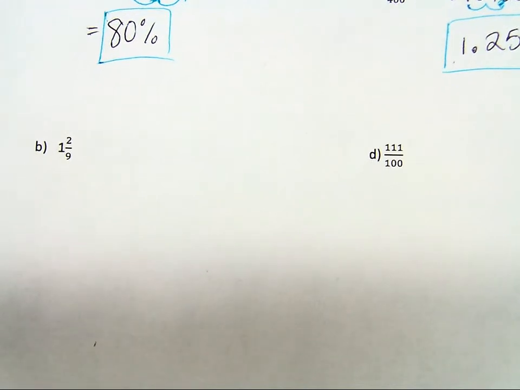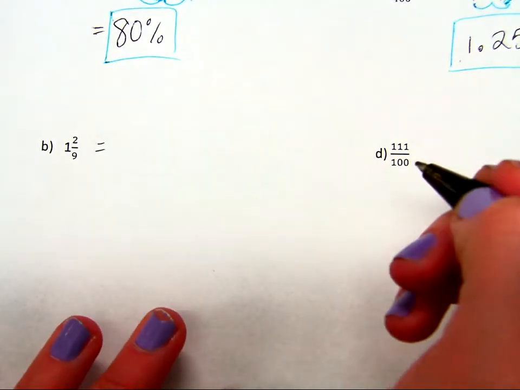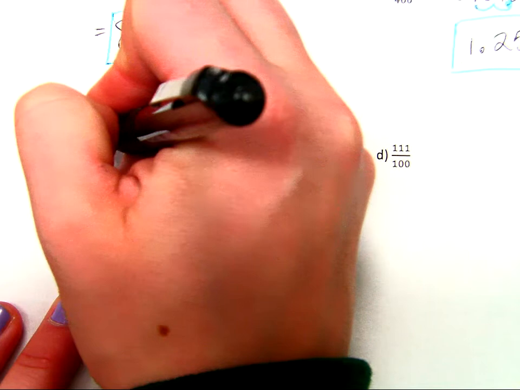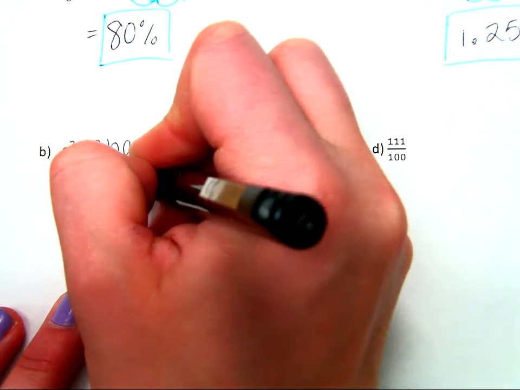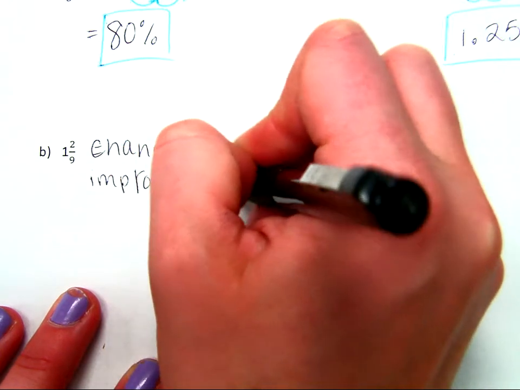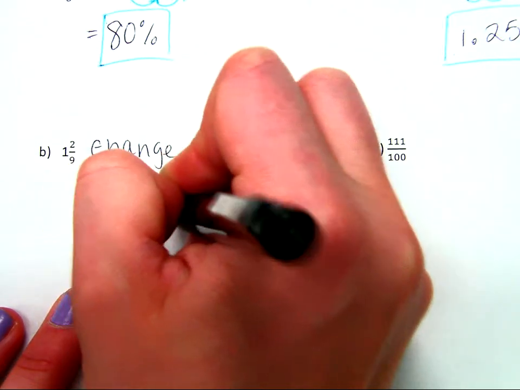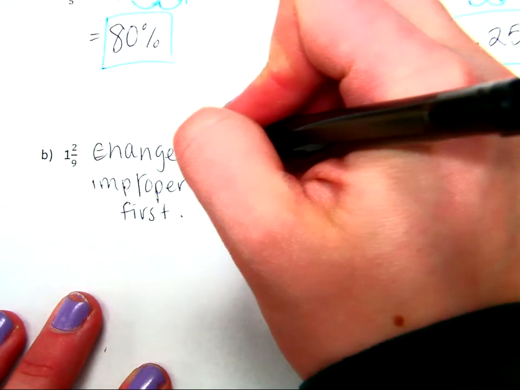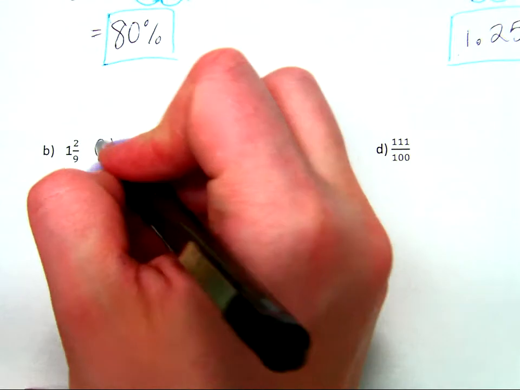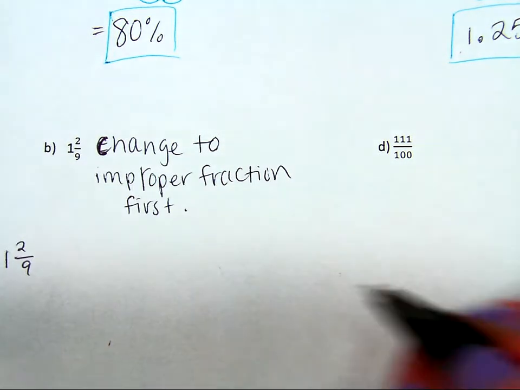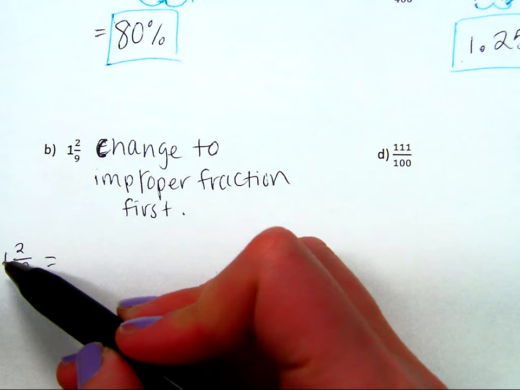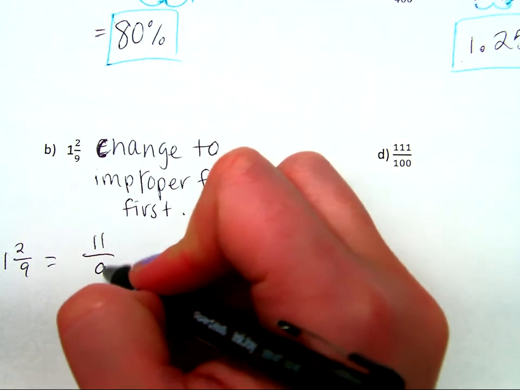Okay, next I have 1 2/9. So I'm going to change this to an improper fraction first because it's much easier to work with when you have improper fractions. So we'll say change to improper fraction first. Okay. Let's see. So I'm going to say 1 2/9 is equal to, okay, 9 times 1 is 9, plus 2 is 11, so that's 11/9.